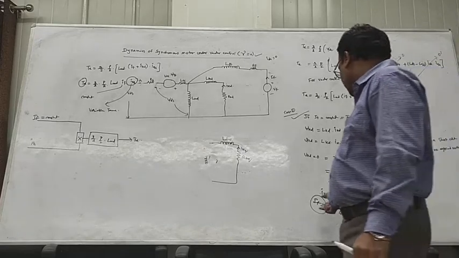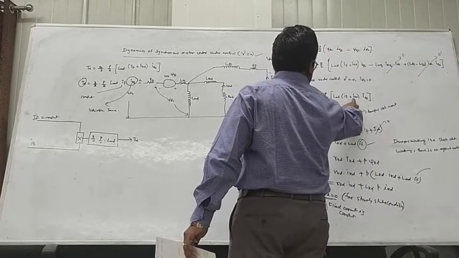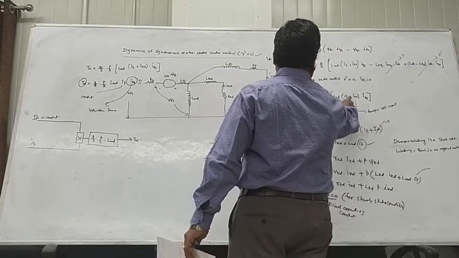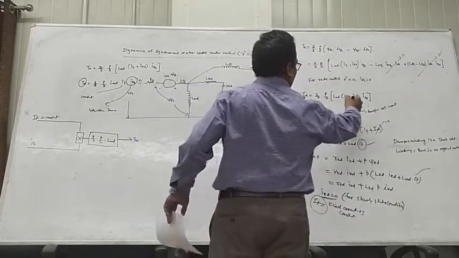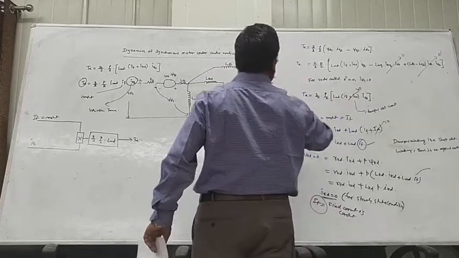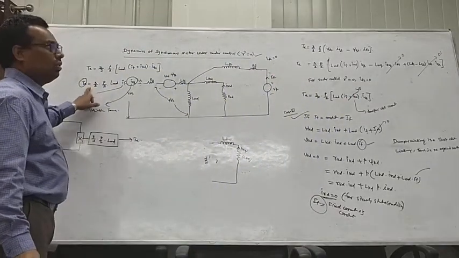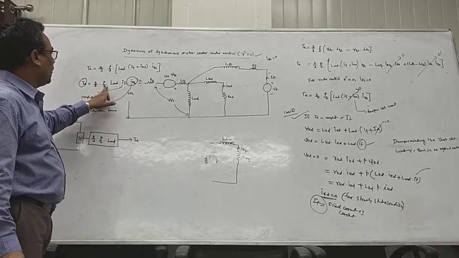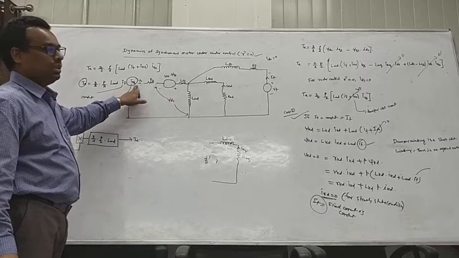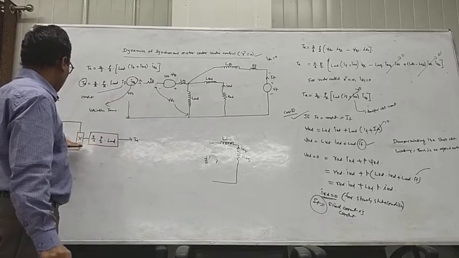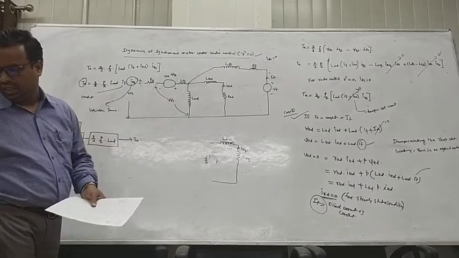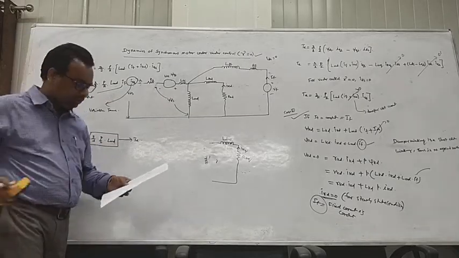Now if you substitute this IKD value of 0 in the torque equation, what will happen? The torque equation is further reduced to torque equals 3 by 2 into P by 2 into LMD into IF into IQS. And further, if you represent that in block diagram fashion, it will be like this.